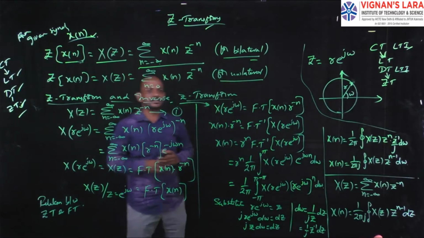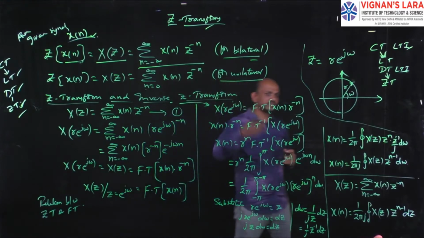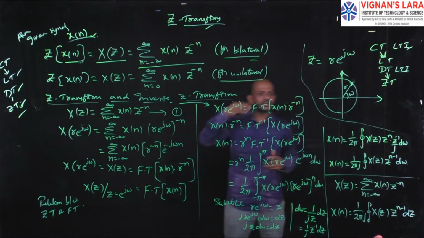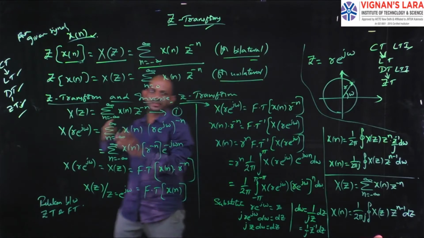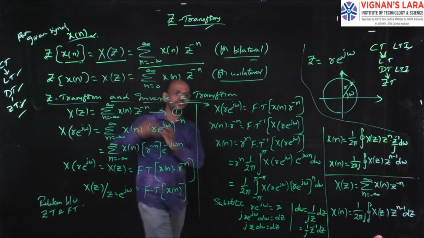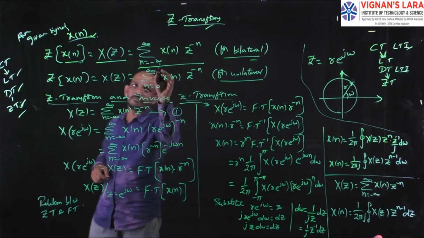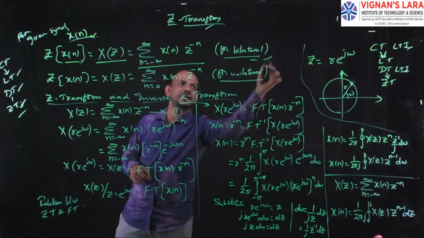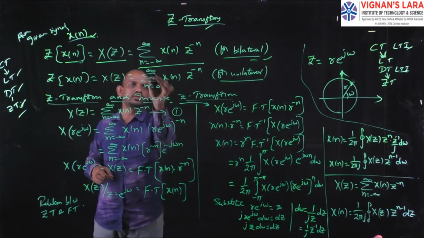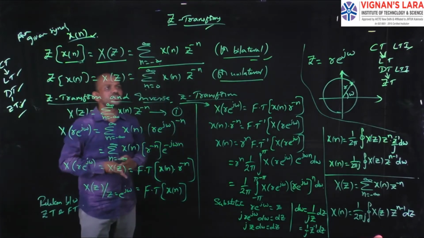The same happens in the Laplace transform. There also we have the bilateral Laplace transform and the unilateral Laplace transform. Only the limits change. For bilateral, it is minus infinity to plus infinity. For unilateral, it is 0 to infinity. Here also the summation is from minus infinity to plus infinity for bilateral, and for unilateral the summation is from 0 to infinity. Now see the formula for the unilateral Z transform.